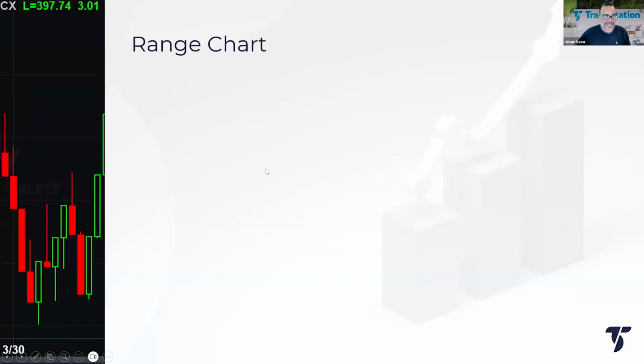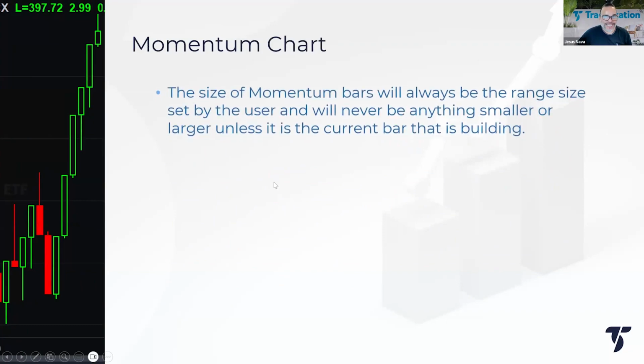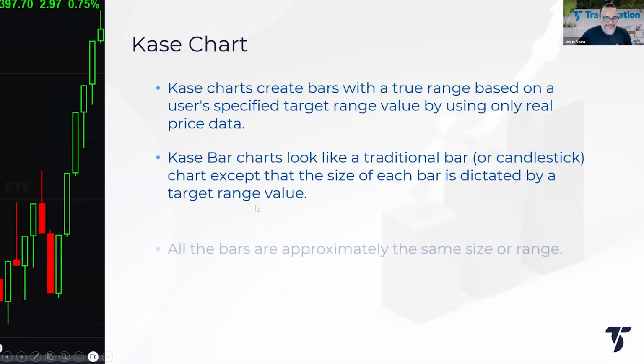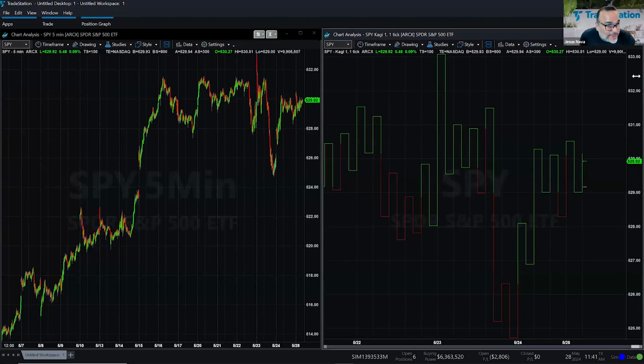The next three charts, range, momentum, and case. I talk about those together because they are very similar in what they do. They have a target range that they're shooting for, and when it finds it, then it goes on to the next candle. Let's go ahead and take a look. I'll see what the differences are between the three, but they are going to be very similar.